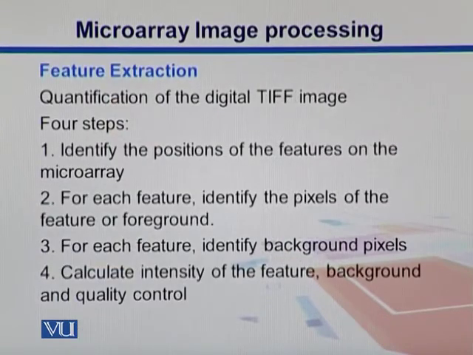So in feature extraction, first we try to extract our features, our spots, our colored spots. That is where we do the quantitation or quantification of digital images. There are 4 steps involved in that. We identify the positions of the features on the microarray, and for each feature we identify the pixels of the feature or foreground. So feature is foreground, and then we have the background, which may be some signal coming from the glass. Then we identify the background pixels, and then we calculate the intensity of the feature as well as background, and we do some quality control.